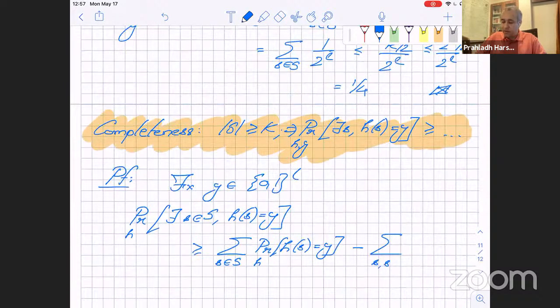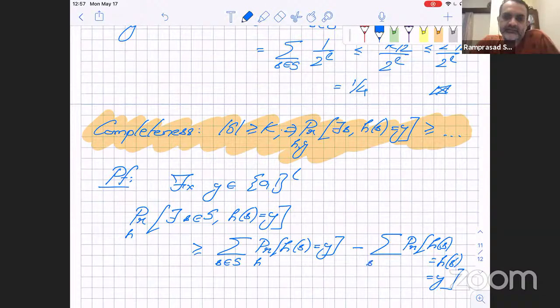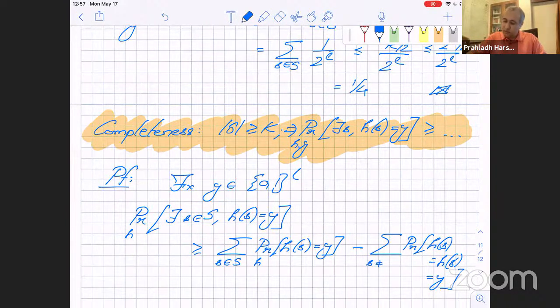the sum over pairs s, s' that are distinct, s not equal to s', of the probability that h(s) equals h(s') equals y. Possibly I should write this as s less than s', so it's just over pairs of s, s' such that s is not equal to s'.